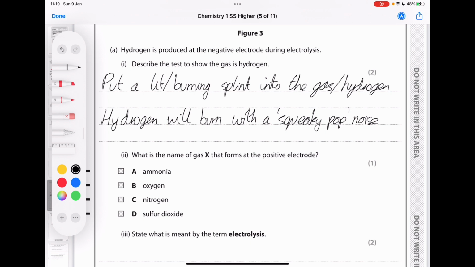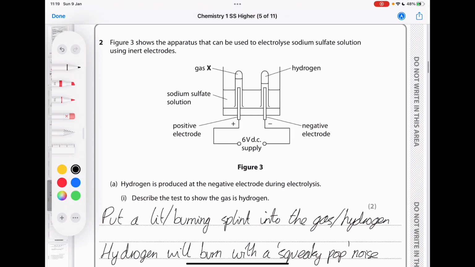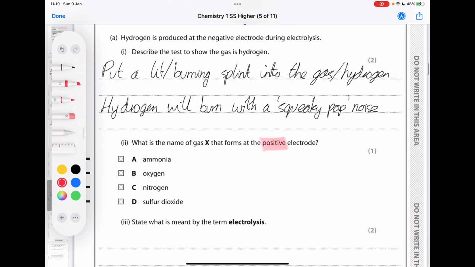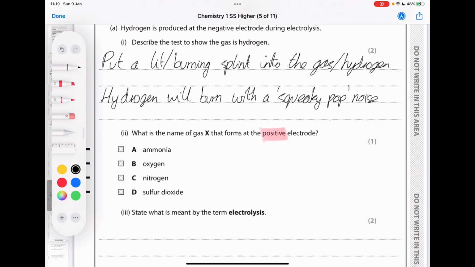Question A, part 2, asks for the name of gas X that forms at the positive electrode. If I look at my diagram, at my positive electrode I have got sodium sulfate solution. So my positive electrode is going to attract negative ions. Therefore, I have not got chloride, bromide or iodide, and therefore the gas being produced must be oxygen.